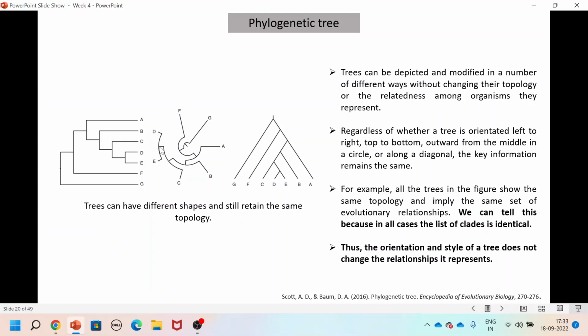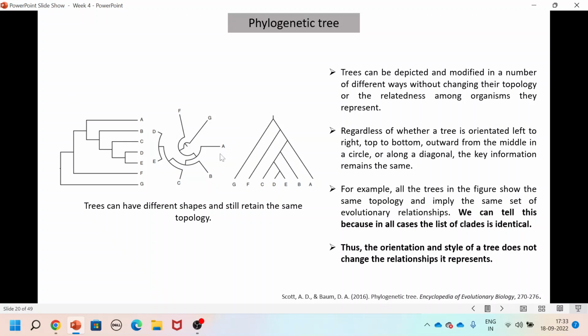In this figure, we can see that from this node, D and E are originating and thus are a part of a common clade. Also in this figure, from here D and E are getting separated from each other and thus they are a part of a common clade. So in this way, you can check all these clades, and if they are giving similar clade information, forming the same clades, we can say that the trees are identical to each other.